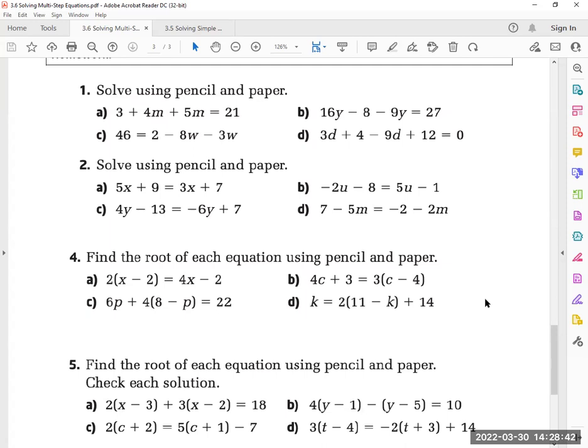This is essentially the meat and potatoes. It's the bread and butter of this unit. Okay, let's use our time wisely. We have 25 minutes before I set you free. Let's get to work.